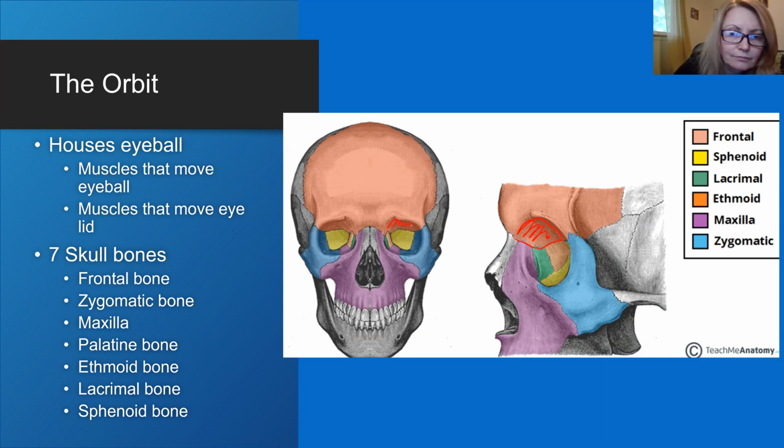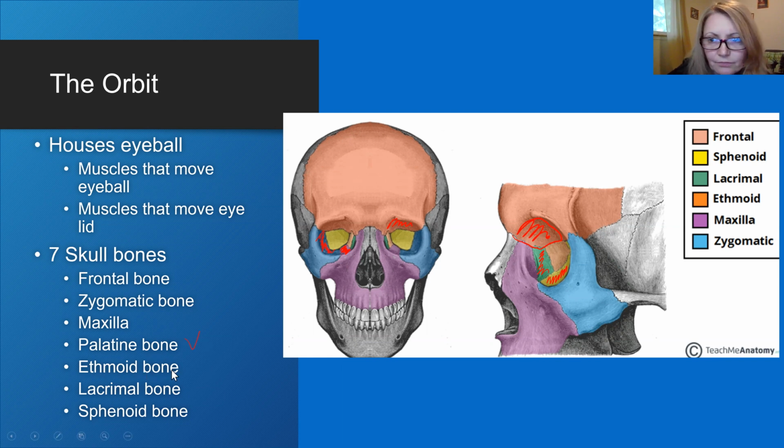Then zygomatic. That's our zygomatic. Oh, I'm sorry. Okay, so that's our zygomatic bone, blue, right there. Then we have maxilla, that's the upper jaw, so that's this purple one, right, maxilla. Then we have palatine bone, ethmoid bone. So let's, okay, so this one, the yellow one, is a sphenoid bone. This green one is a lacrimal bone. So we have maxilla, we have frontal. We cannot see a palatine bone over here, right? So we cannot see palatine bone.